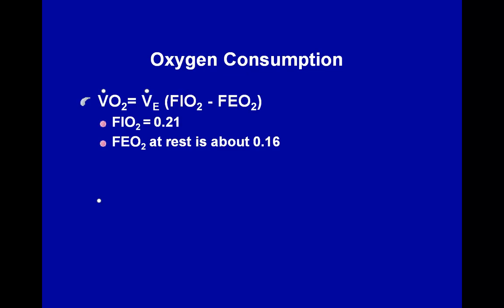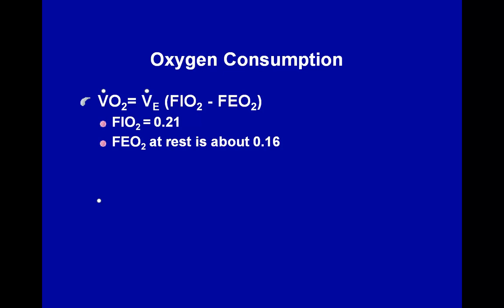So in order to measure oxygen consumption, we're going to measure inspired oxygen concentration and expired oxygen concentration, expressing them as a fraction, as we've done before. FiO2: we're breathing a 21% oxygen mixture, so our FiO2 is 0.21. FeO2 is probably around 0.16 at rest. That will decrease with exercise as we extract more oxygen.